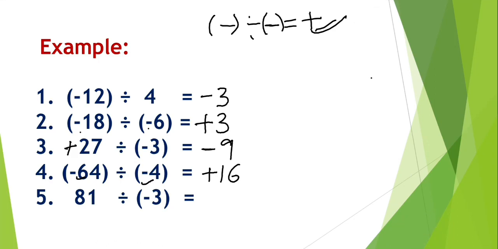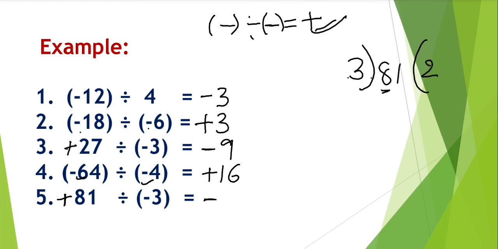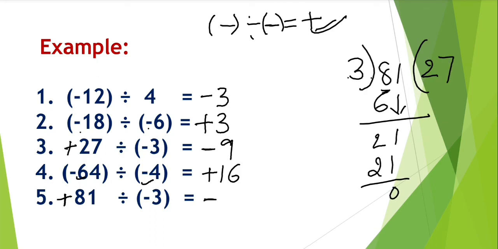Similarly, 81 divided by minus 3. When you divide 81 with minus 3, this is positive and negative. Positive and negative division gives us a negative integer. So we have to write minus. After that, 81 with 3. So do the division. 3 twos are 6, then drop this 1, we get 21. 3 sevens are 21. So we get 27. That is minus 27 is our answer. Like this you have to do the divisions.